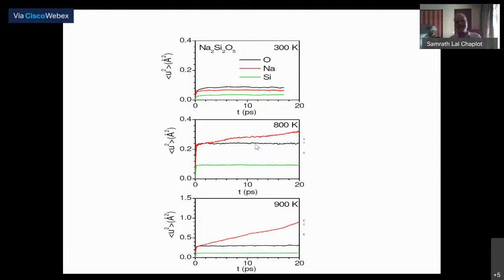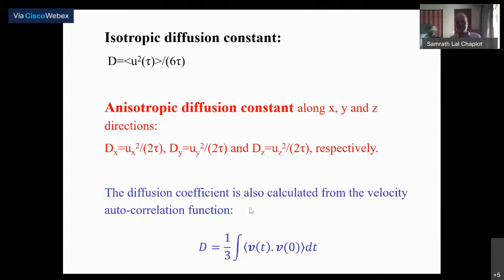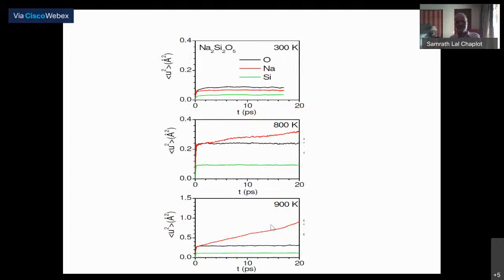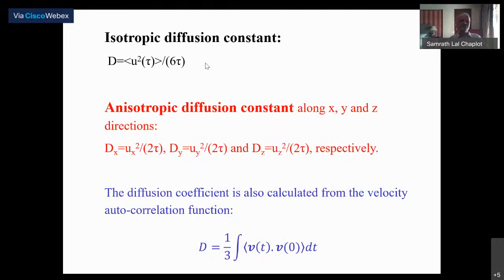But anyway, the important thing here is that if you get a linear region, then you can very easily calculate the slope of that plot and get the diffusion coefficient. You can also work out anisotropic diffusion constants along, say, 3 different mutually perpendicular directions. And so these are the anisotropic diffusion coefficients.